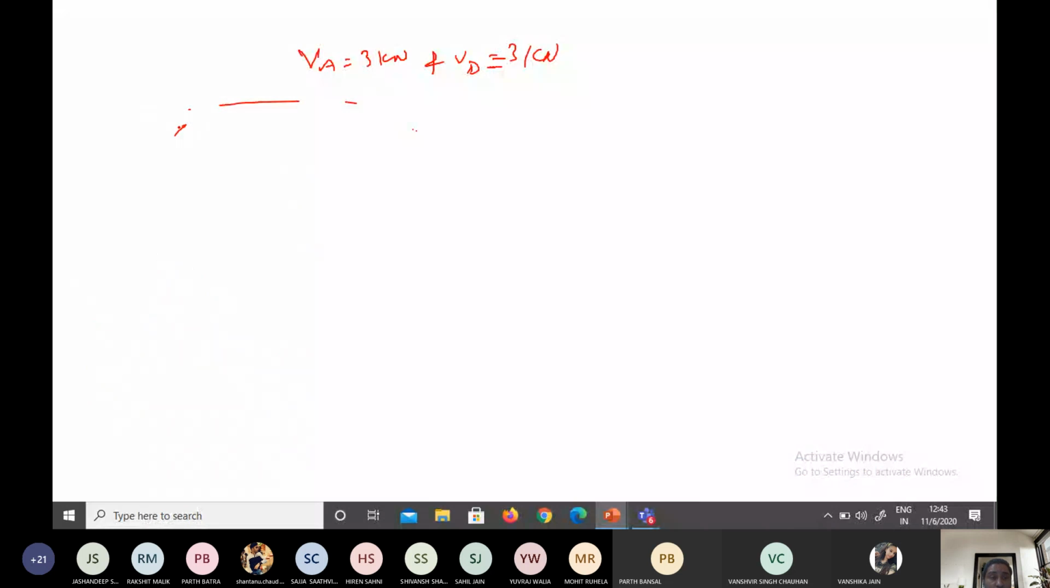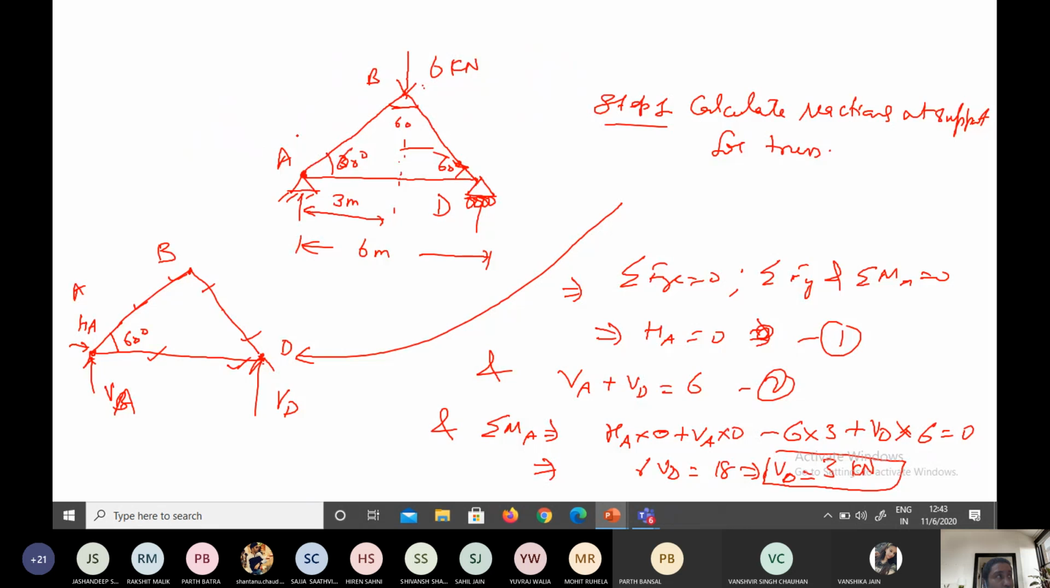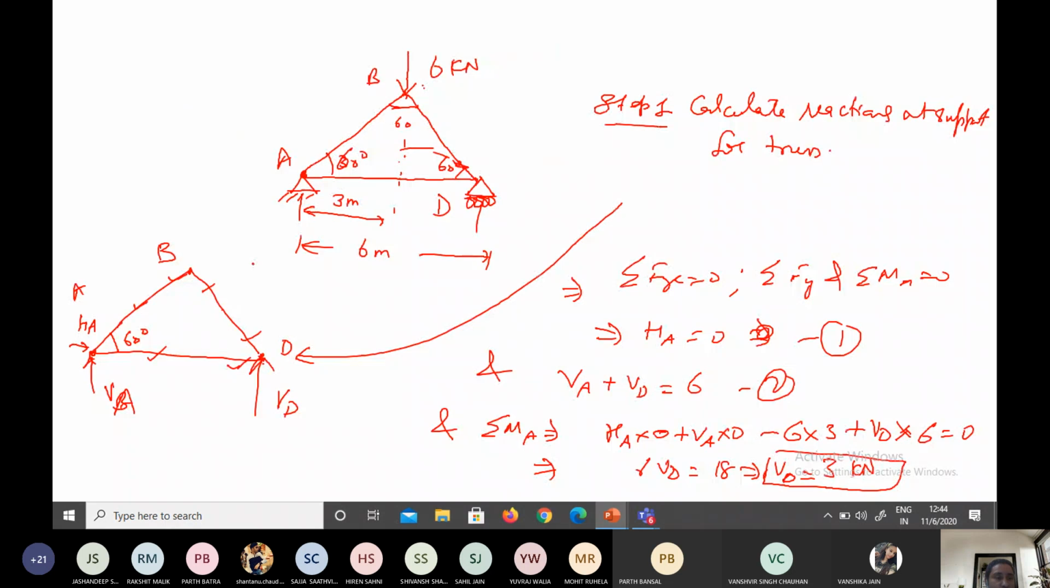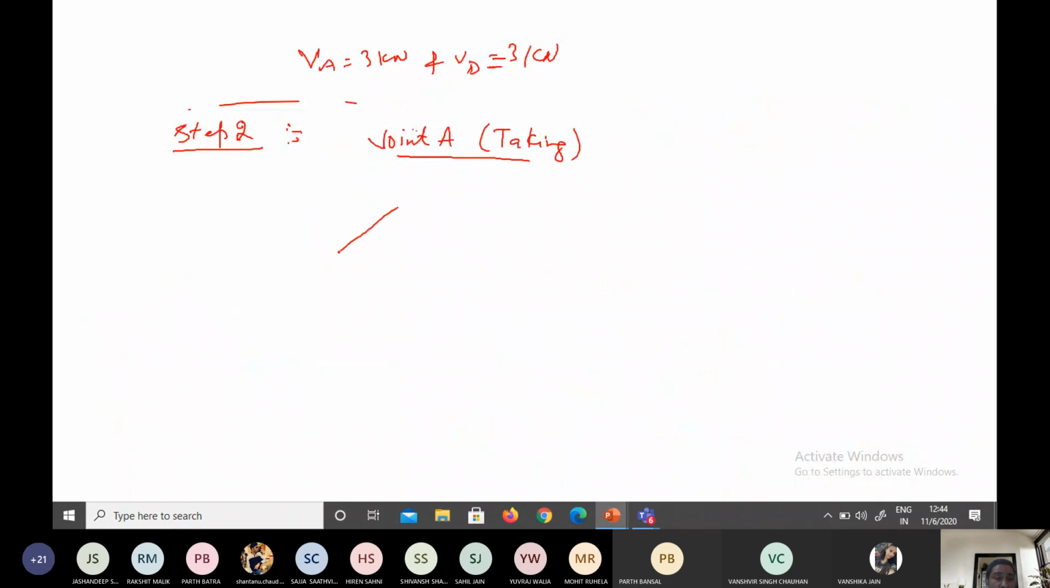Okay, now step number 2. Let us go to step number 2. Step number 2 says that we have to select a joint where only two members are meeting. So we will take joint A. After taking joint, what we have to do? We have to make the ABD of the joint. So see, I have made the ABD like that. This is the ABD of the joint. This is VA. Angle is how much? 60 degree. This is point A.